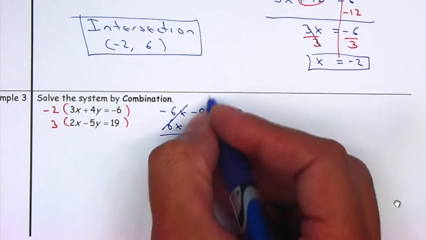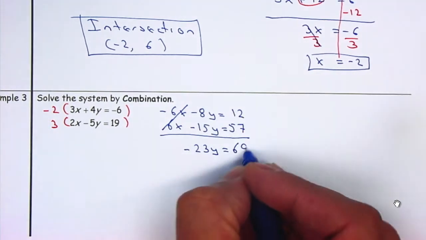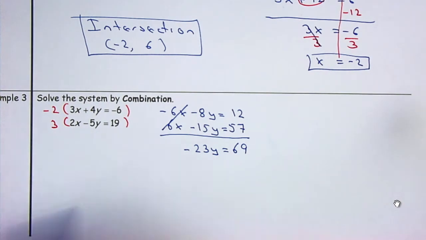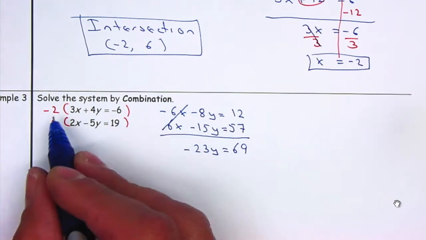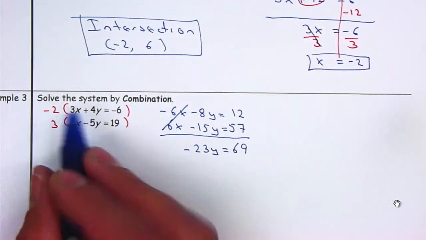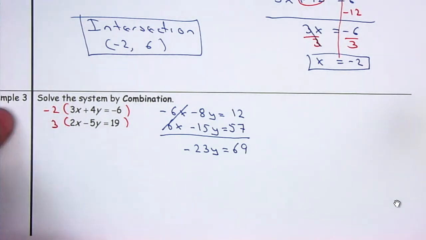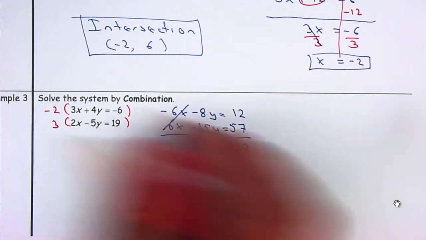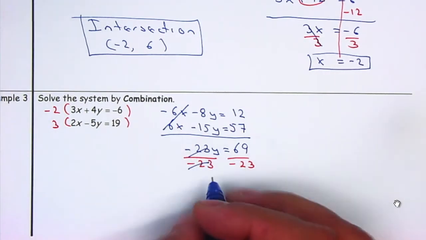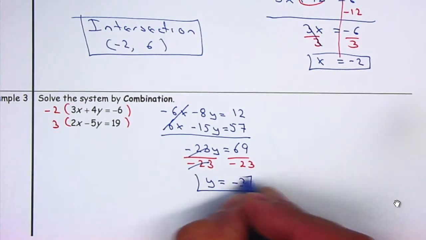That will cancel, so that gives me negative 23y is equal to 69. Remember, the reason they cancel is because they have the same number and different signs. And in order for them to cancel, we have to multiply both equations. There are times that you can just multiply the top or the bottom for them to cancel. There are times that we need to multiply both. Our last step is to divide by negative 23. That will cancel. So we have y is equal to negative 3. We found our y value.